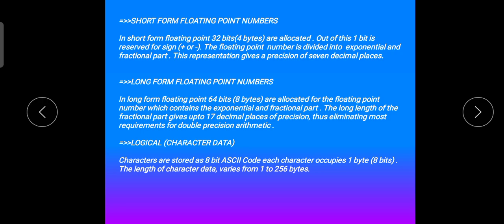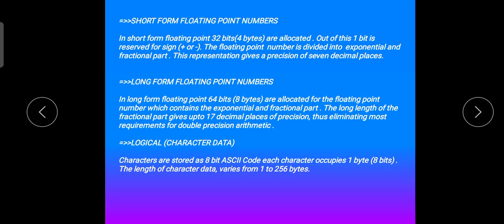Short form floating point numbers. In short form floating point, 32 bits or 4 bytes are allocated. Out of this, 1 bit is reserved for sign, plus or negative, that is minus. The floating point number is divided into exponential and fractional part. This representation gives a precision of 7 decimal places.